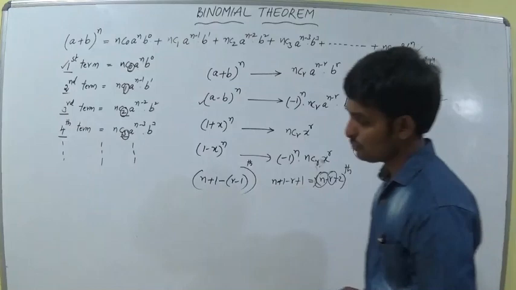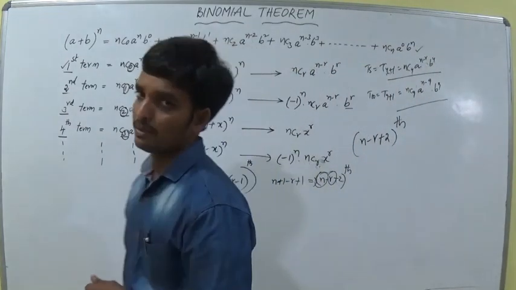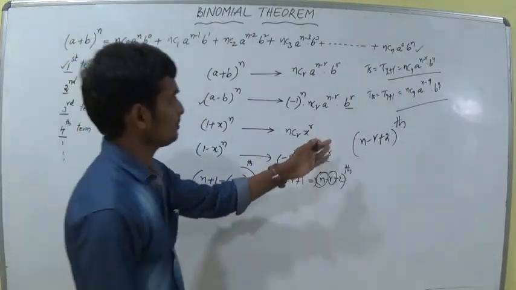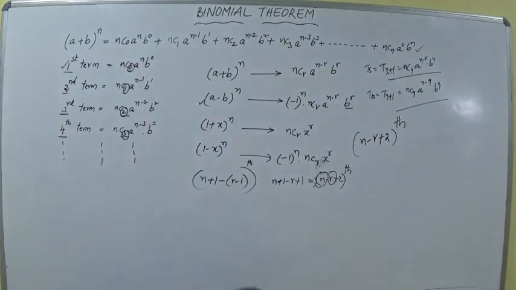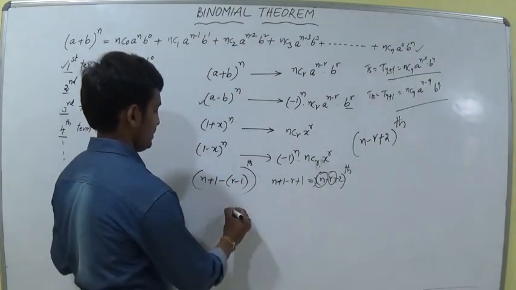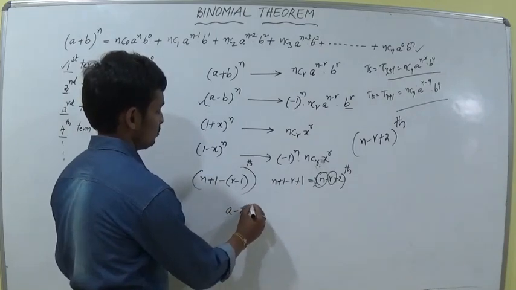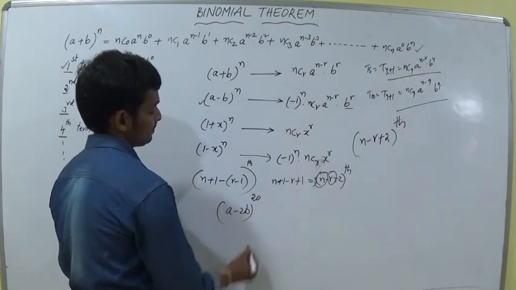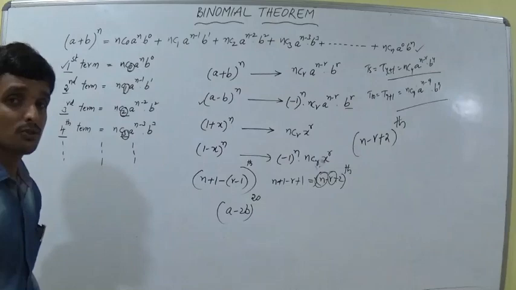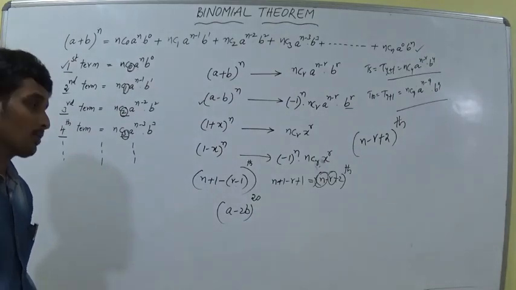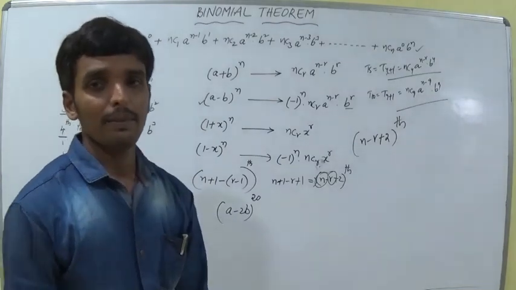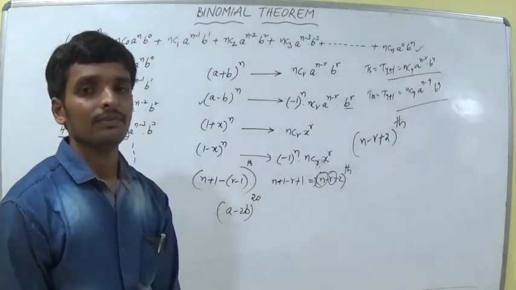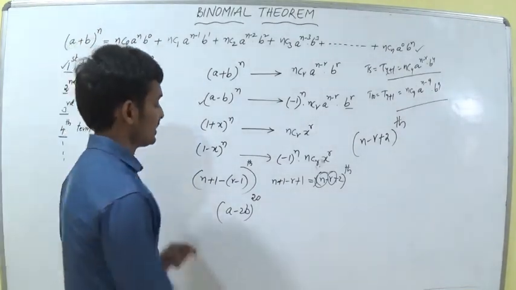N minus 2 plus 2 the term. For example, this is the question. Here I wrote that, for example, a question like this: (a minus 2b) whole power 20. The question is, we have to find the sixth term from back.